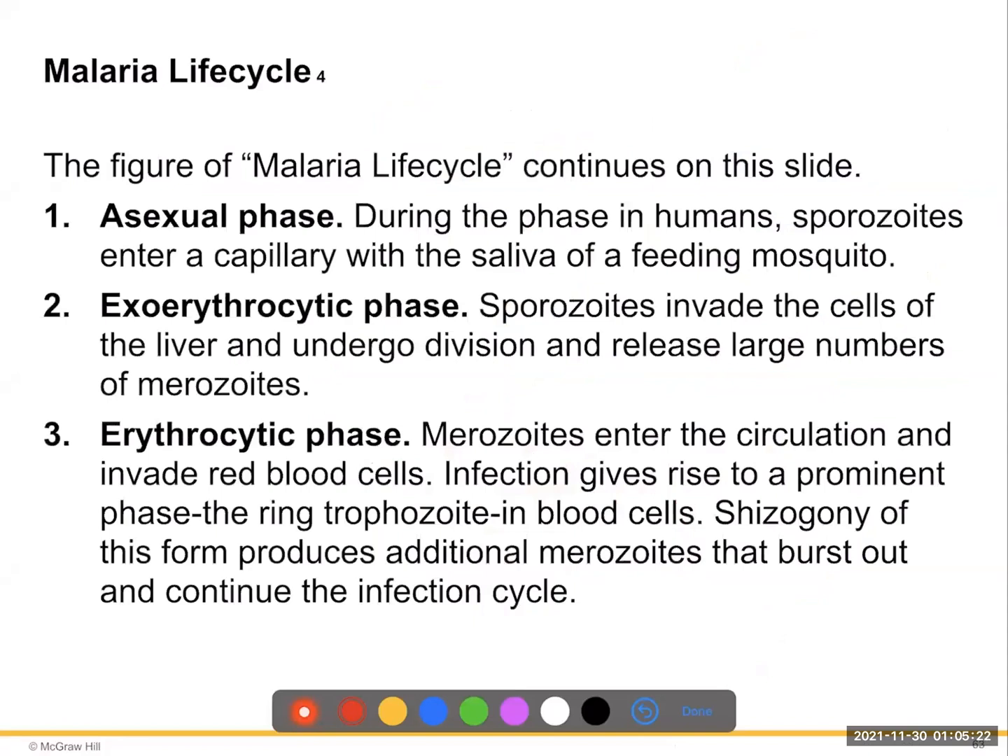So, again, the asexual phase: the sporocytes enter a capillary with the saliva of the feeding mosquito. Remember, it's in the salivary gland. The exoerythrocytic phase: sporocytes invade the cells of the liver, start to undergo division, and release a large number of the merozoites. The erythrocytic phase: the merozoites enter the circulation, and they go into red blood cells. The prominent phase is the ring trophozoite in the blood cells. The schizogony of this form produces additional merozoites that burst out and continue the infection cycle.